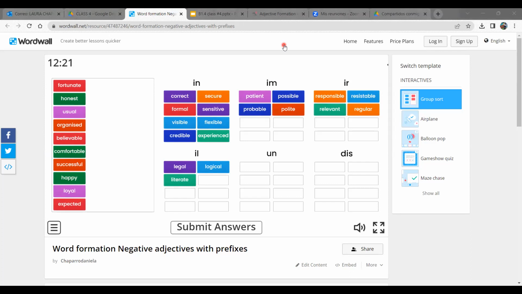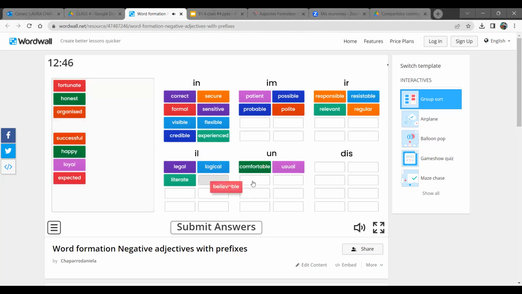Do we have more with ill? No. Not really, teacher. Actually, we don't have more. Let's go with un. Unusual. Usual, unusual. Yes. Uncomfortable. Comfortable, uncomfortable. Yes. Believable, unbelievable. Yes.